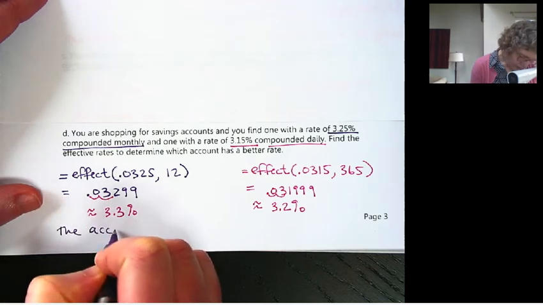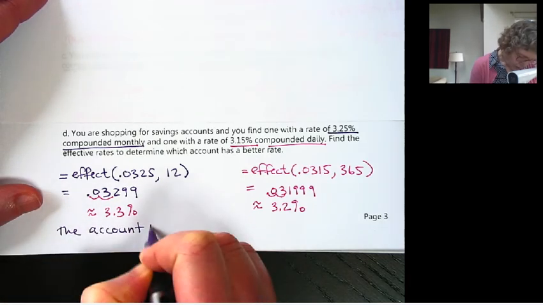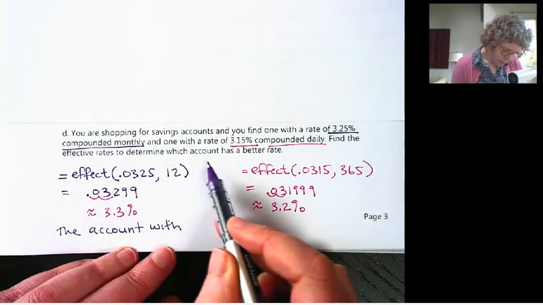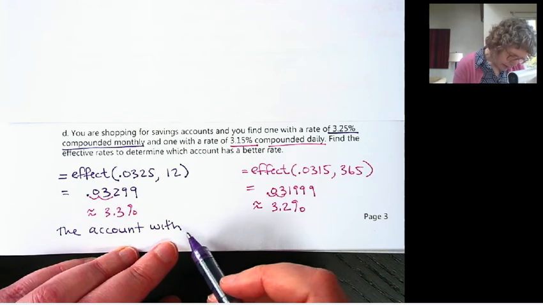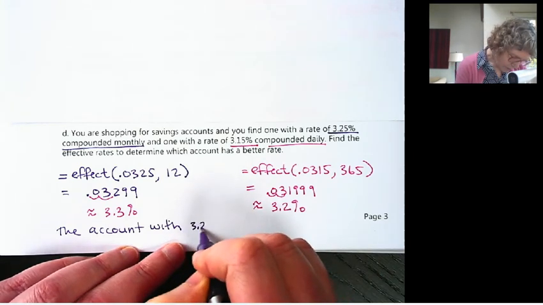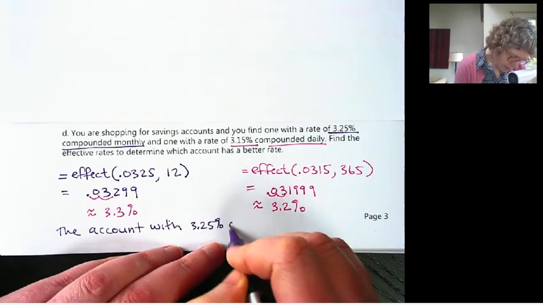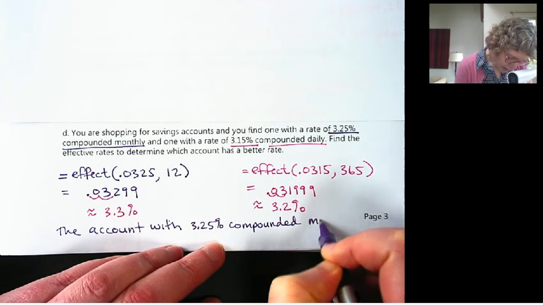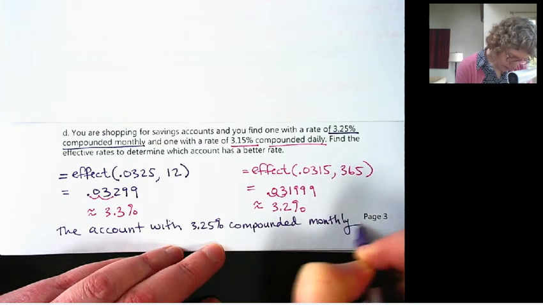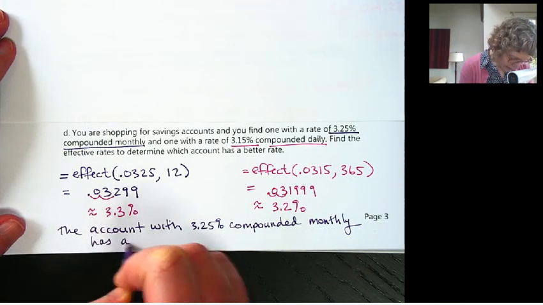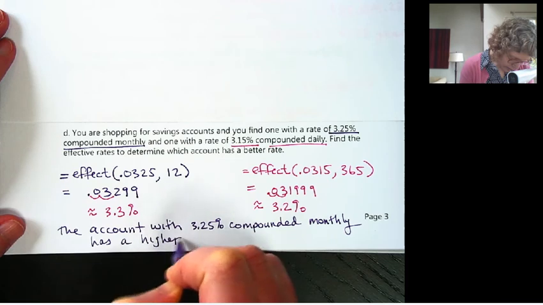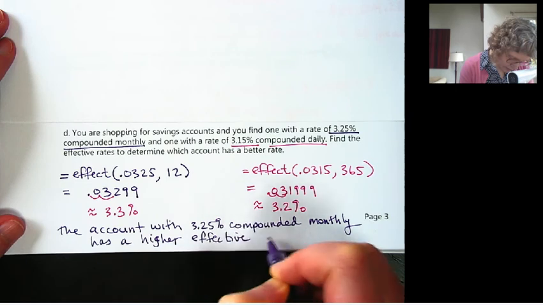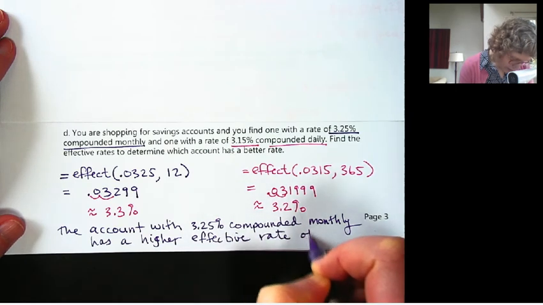Find the effective rates to determine which account has a better rate. The account with 3.25% compounded monthly has a higher effective rate of 3.3%.